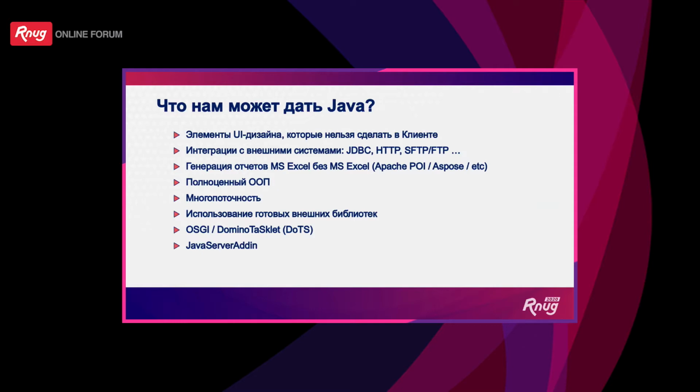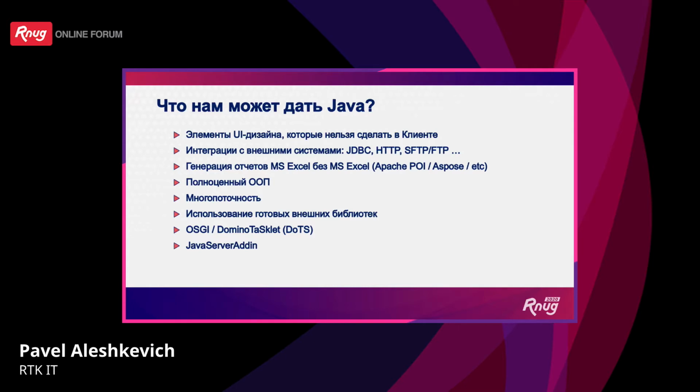Next, a lot of developers are scared of Java, so what can it give us? First, UI design elements that cannot be done in the client. That's true. The Lotus client is quite limited when it comes to interaction capabilities, so a lot of things have to be redeveloped. Then, integration with external systems: JDBC, HTTP, SFTP, FTP, etc. If you have Linux, you'll have some problems with that. If you have Windows, it's easier. In this respect, the JDBC driver will help you, and you'll be able to send data to external systems.